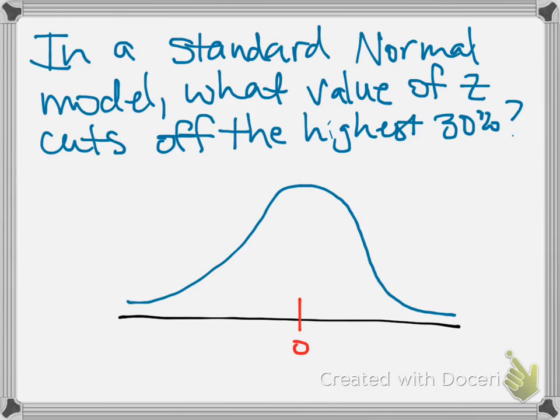Here's the mean of 0. And we want to cut off the highest 30%. So that means we're going to be somewhere over to the right, maybe about in this region. We don't know what z is, but I know that this area under the curve needs to be 30%.